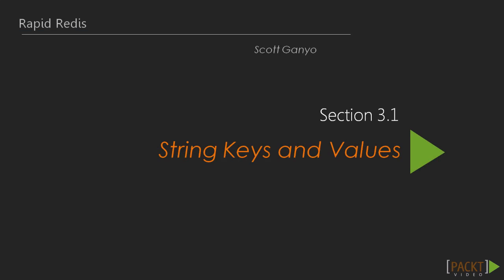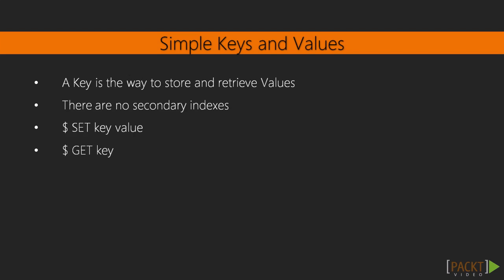String keys and values. So to start with, a key is no more than a string that you use to store and retrieve values in the database. There are no secondary indexes in the database, so you cannot just query the database for any value that you have as you might do in a SQL database. Instead, you use your string keys to be able to access those values through a simple mechanism of set key and value or get a key.